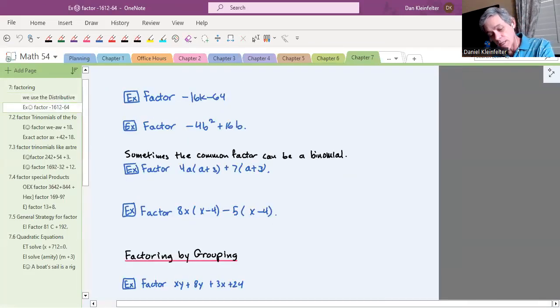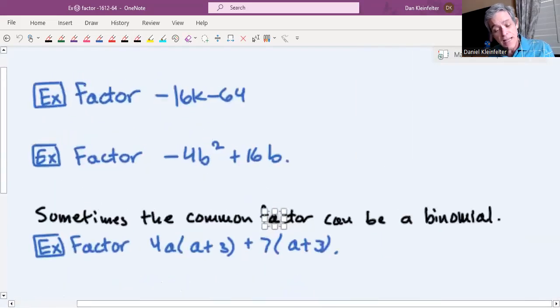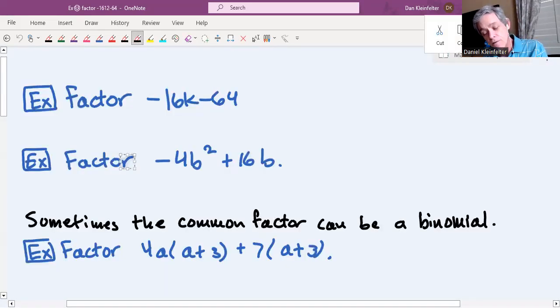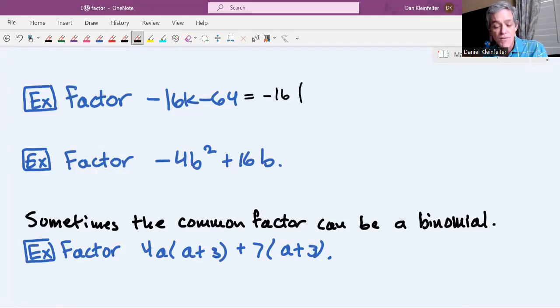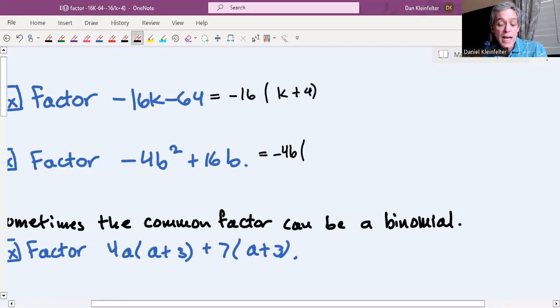All right, a couple more examples. Negative 16k minus 64. Here, the common factor is negative 16. Factoring out negative 16, we'll have k plus 4. Next one has some b's in it. Negative 4b squared plus 16b. The leading coefficient's negative. I'm going to factor out a negative 4. Negative 4b, actually. I almost forgot to do the letter. I wouldn't want to do that. Negative 4b comes out. That will leave us a b.